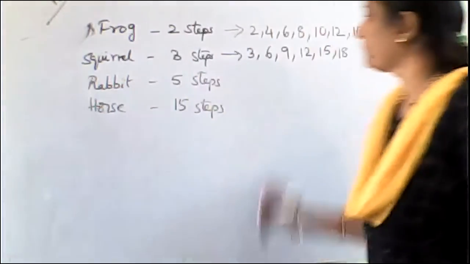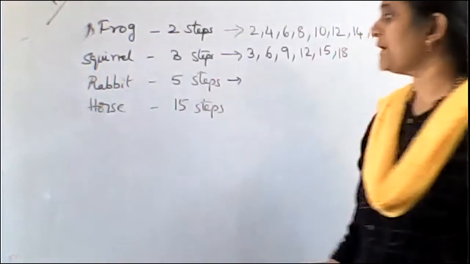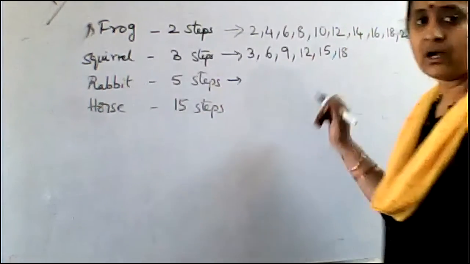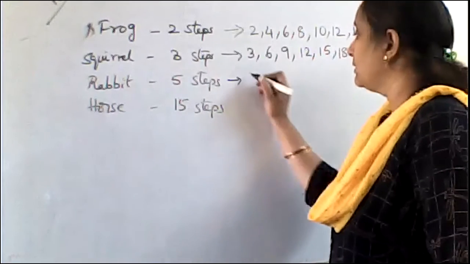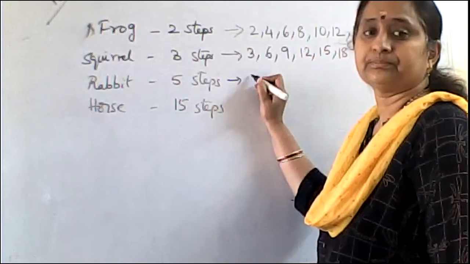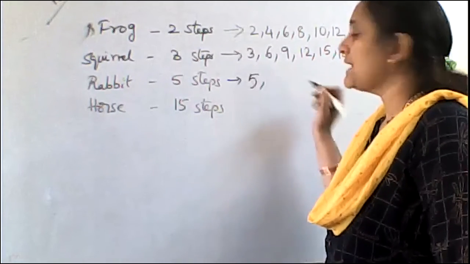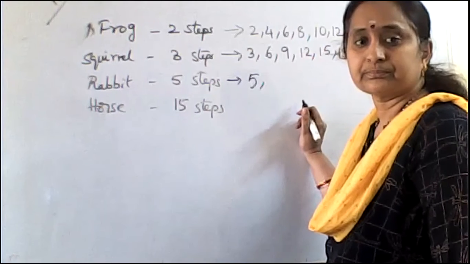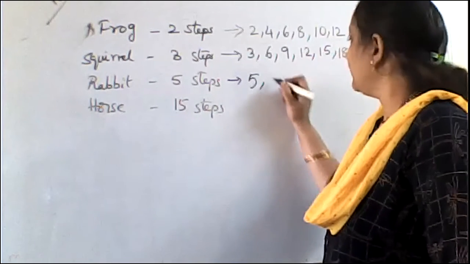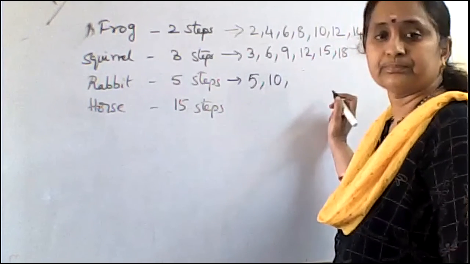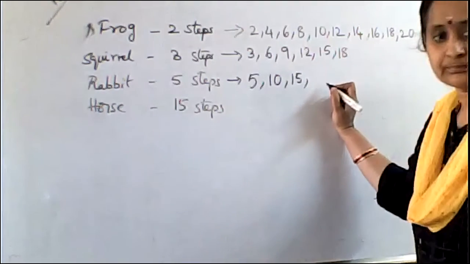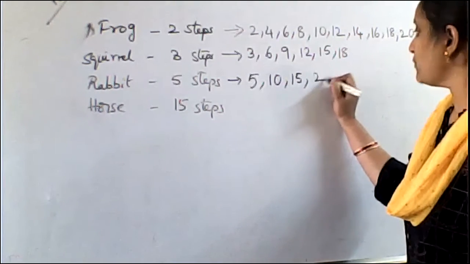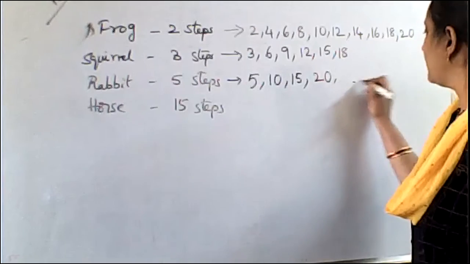Yashmita, Anjali. Rabbit can jump 5 steps at a time. So at first jump, where will it be? First jump, 5. Second jump, 10. Third jump, 15. Fourth jump, 20. So we are crossing 15. So up to here, I stopped.